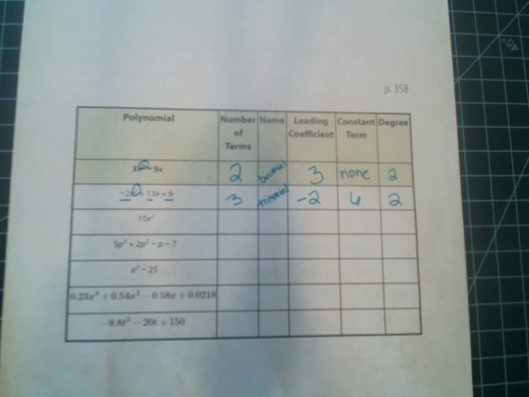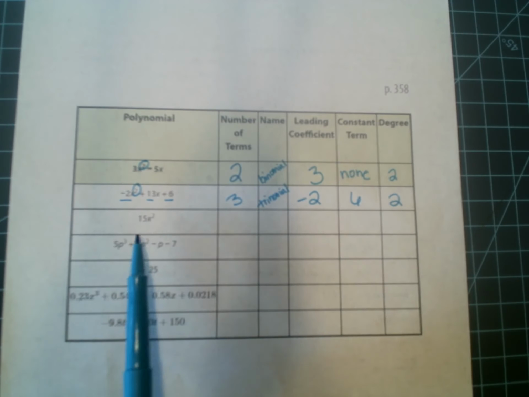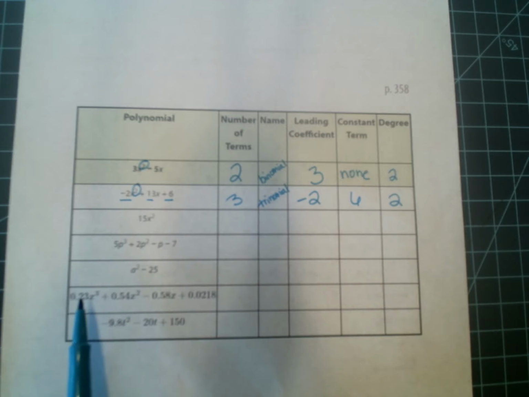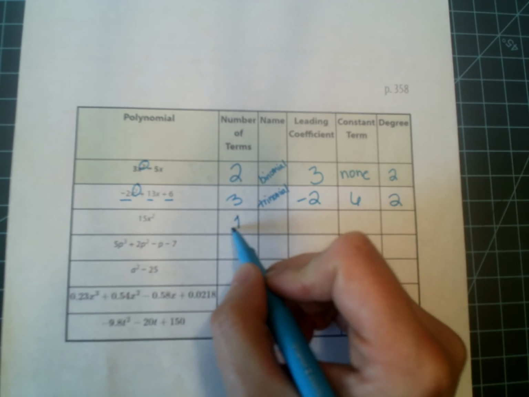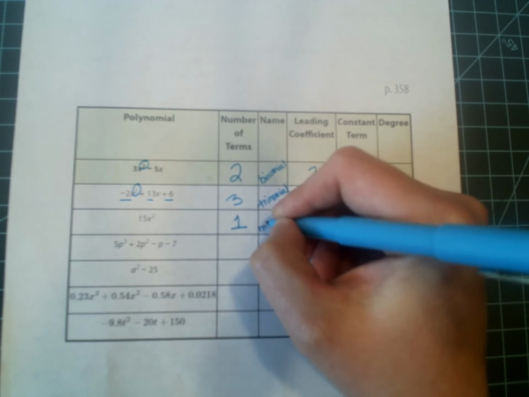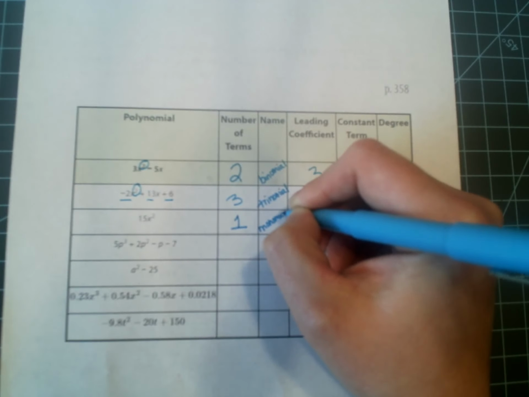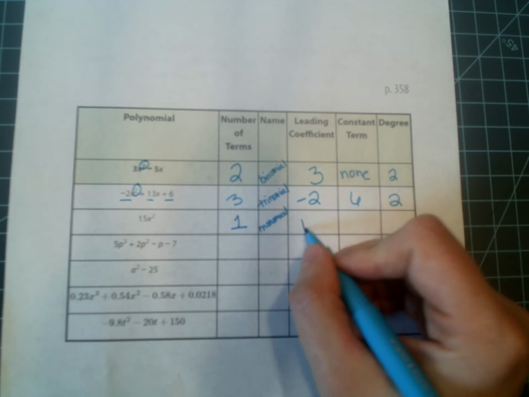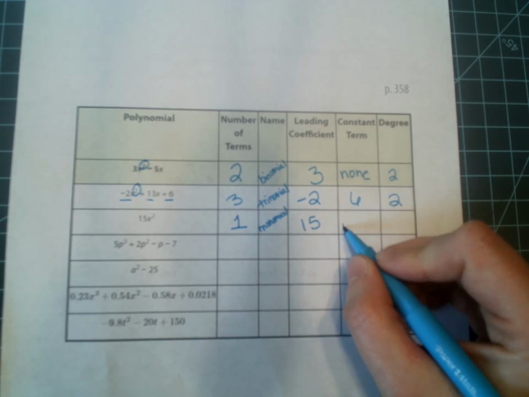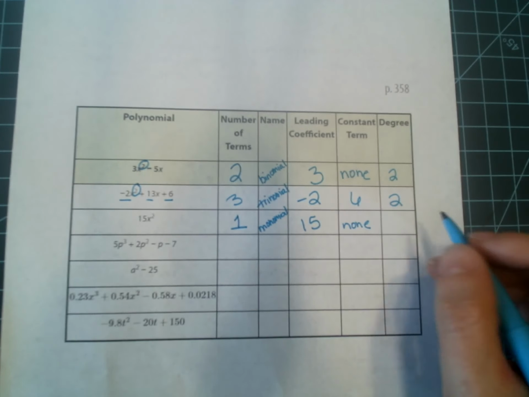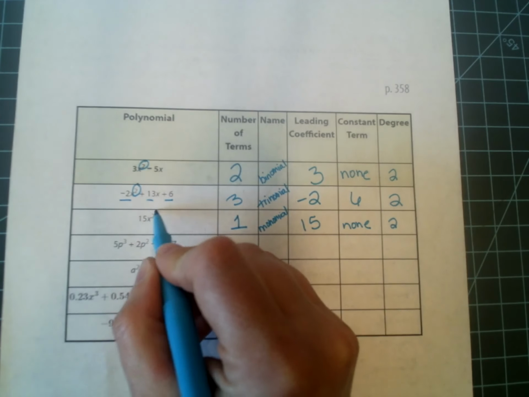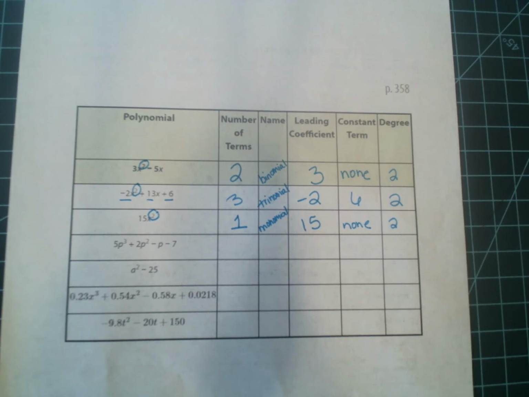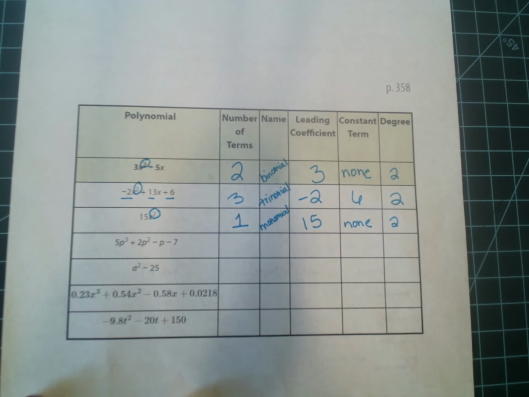For the third one, we clearly only have 1 term, so we call that a monomial. The leading coefficient is the only coefficient that we've got, which is 15. There is no constant term, and the degree is 2. The only power is the highest power. I'm going to let you guys try these 2 on your own.